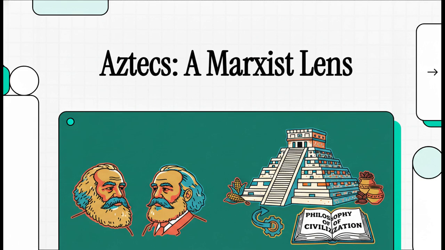Instead, we're using a strictly materialist framework with Raymundo Lizárraga Verdugo's incredibly comprehensive book, Philosophy of Civilization, Marx, Civilization, and the Demiurge acting as our guide. It is just a fascinating way to see exactly how 19th century economic theories can be applied to ancient history.